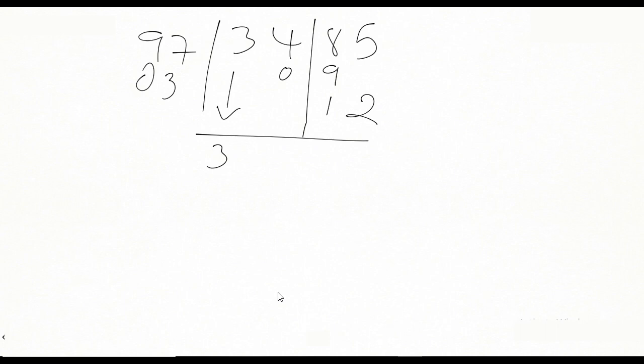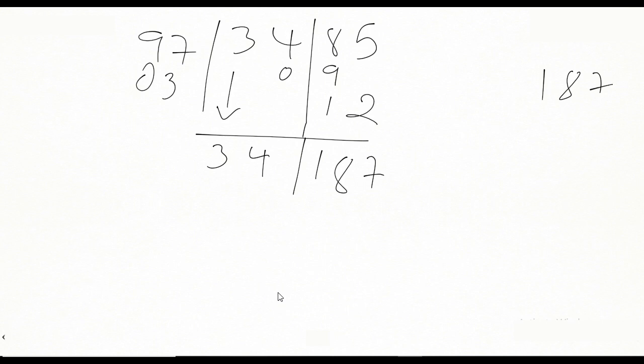Then we have to add everything. We get 34 here, 5 plus 2 is 7, and 9 plus 8 is 17, 17 plus 1 is 18. So as we know, the remainder cannot be greater than the divisor. So we are dividing it again.